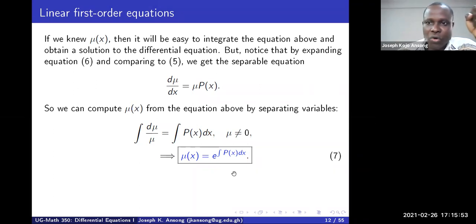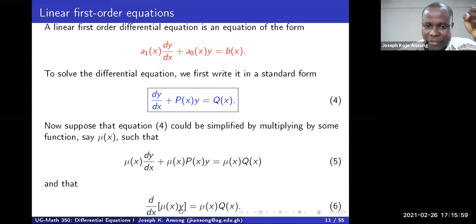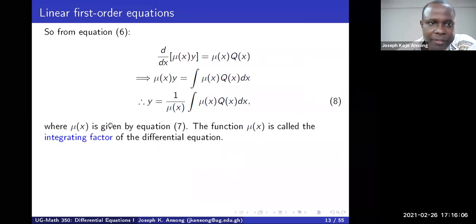So now that we know what mu of x is, we can go back and just integrate this, because we know what mu of x is. And then by doing that, we can pull out our y and get a solution. So that's what we are going to show next.